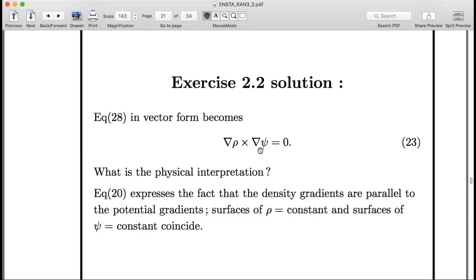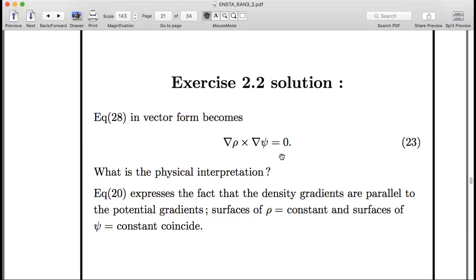But the direction of increasing potential is parallel to the lines, the direction of the body force. So the density gradients have to be aligned along the line of force. It could be opposite, right? As long as it's parallel or anti-parallel, this equation will give 0.